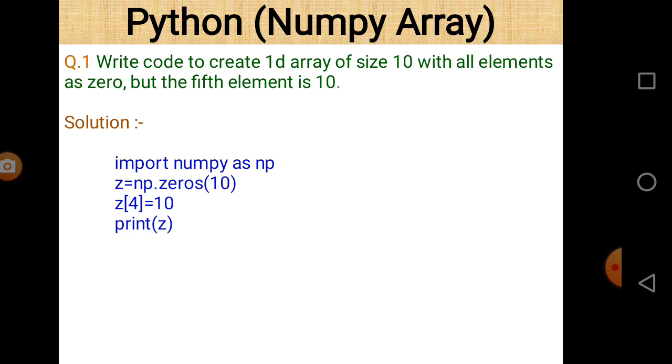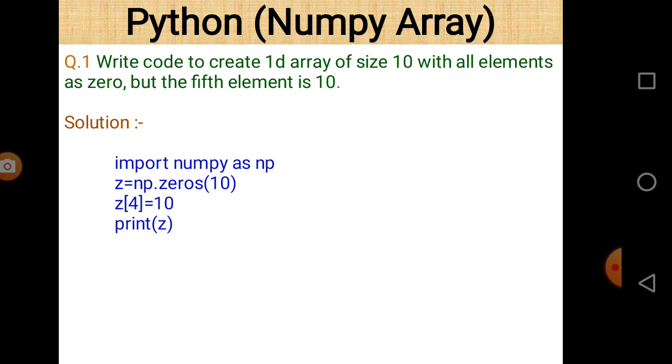Zeros is a function used to create a one dimensional or two dimensional array in Python, and whatever value is passed in the parentheses in zeros as an argument, it creates the size of that one dimensional array and takes all values for that size equal to 0. So np.zeros(10) creates a one dimensional array of size 10 whose elements are all 0.